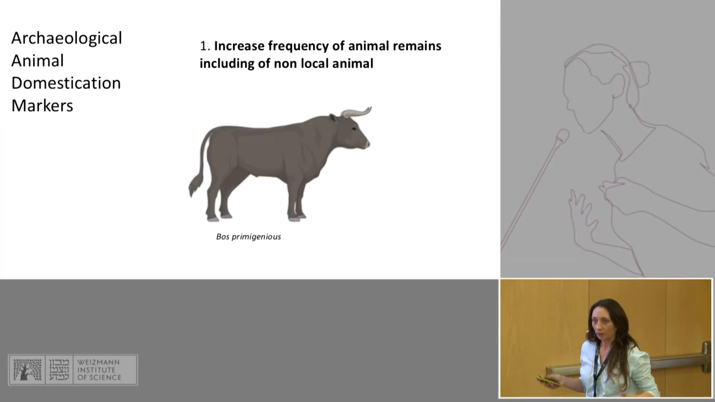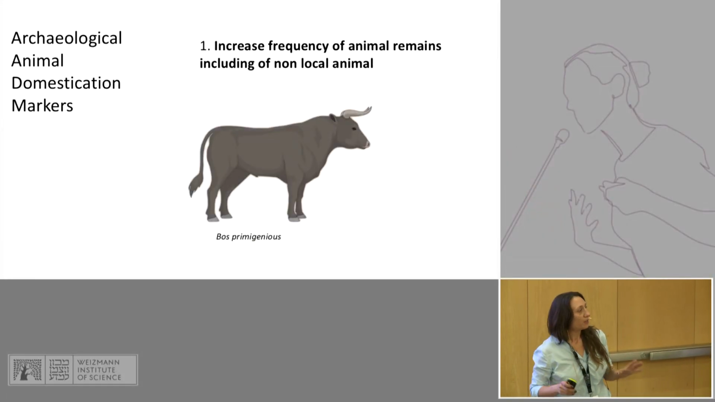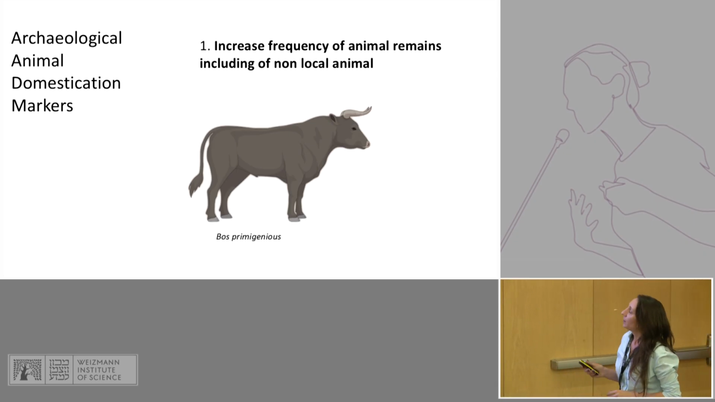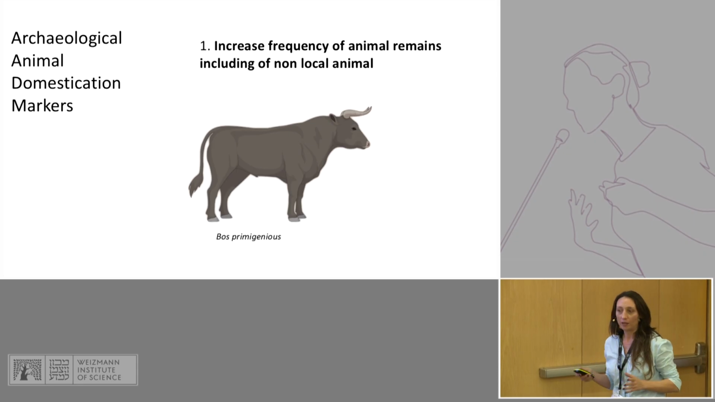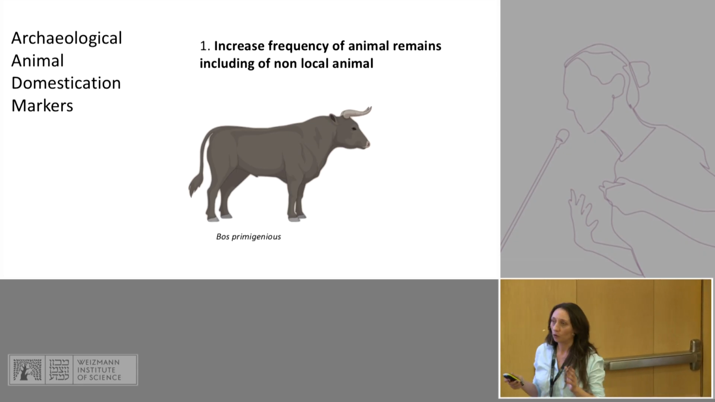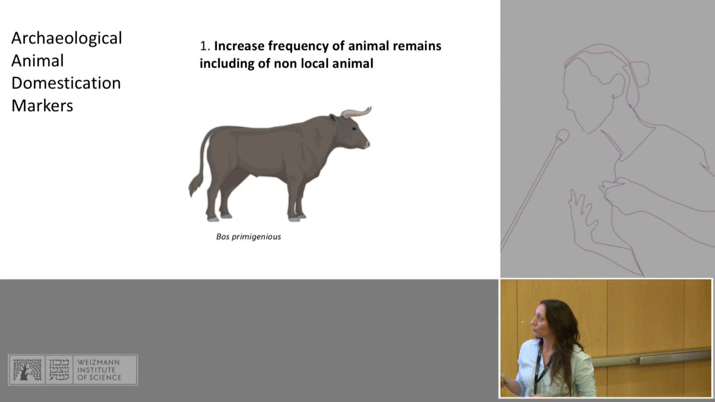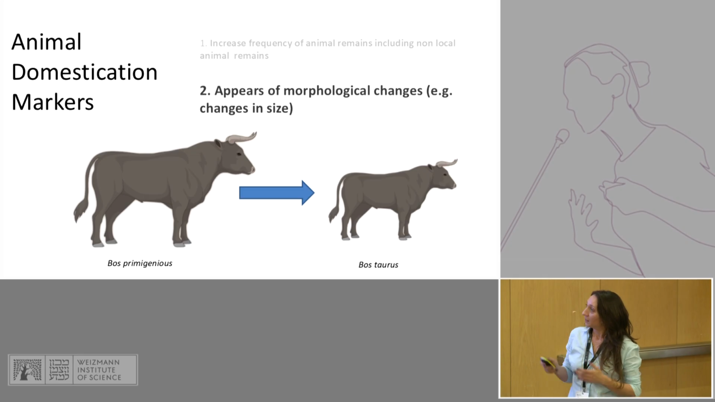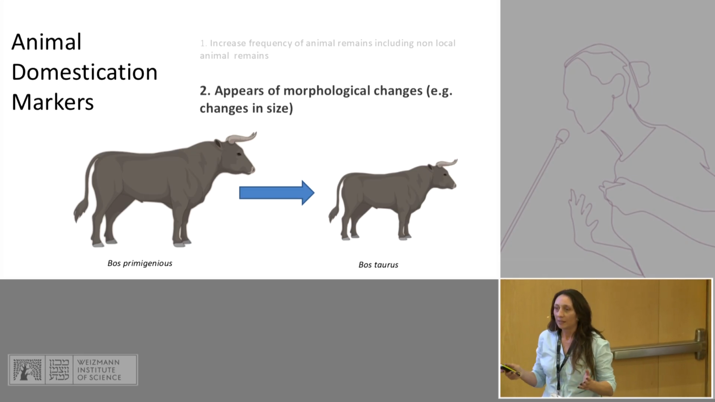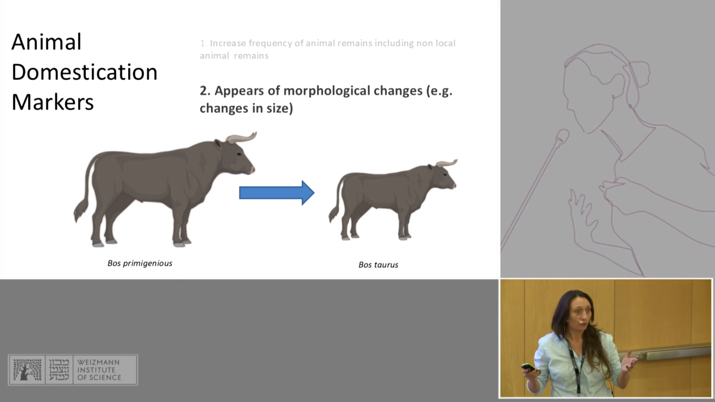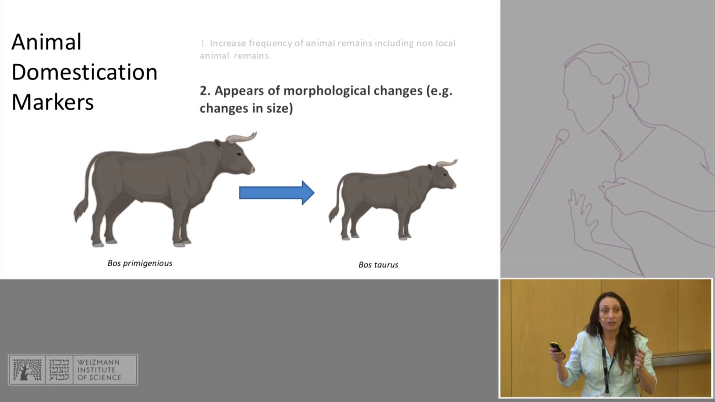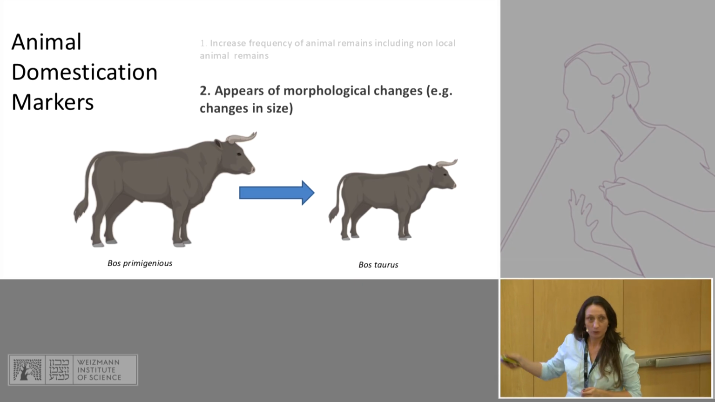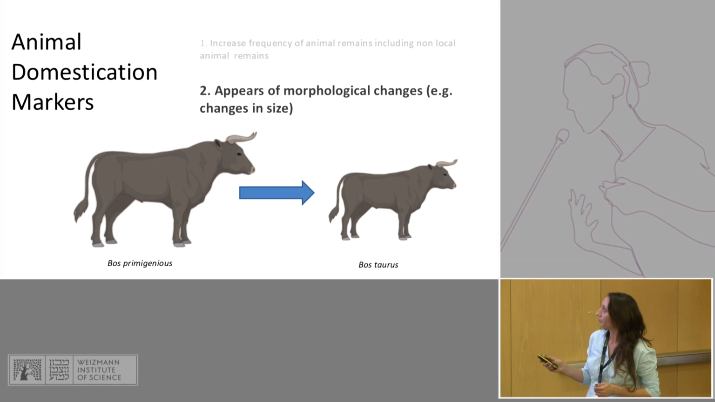So all the work that I show you is based on three main markers. First, we see an increased frequency of animal remains, including of non-local animals. In our case, it's going to be the Bos primigenius, that is the ancestor of the modern cattle. Then the second marker is going to be change in morphology. For example, in our case, it's going to be the decrease in size from Bos primigenius to modern Bos taurus, what we know today.